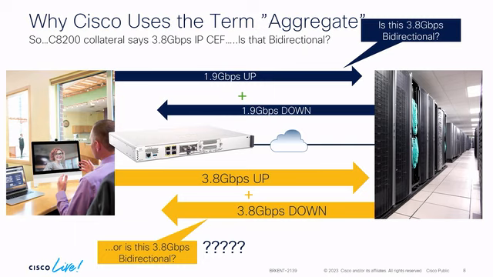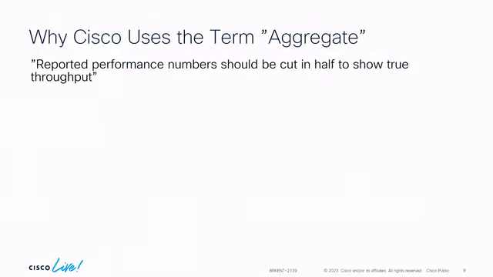And with that also comes the fact that a lot of people say, okay, if I see this number from Cisco, I should cut it in half because it's bidirectional. So there's never that performance. Nothing can be more wrong when it comes to our type of measuring. Nothing can be more wrong.